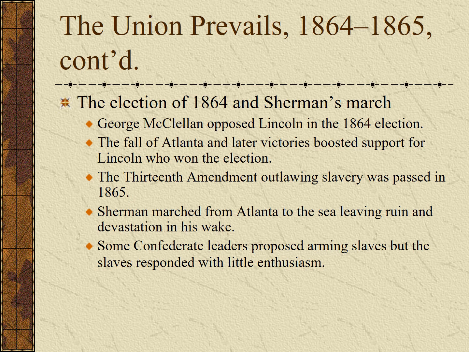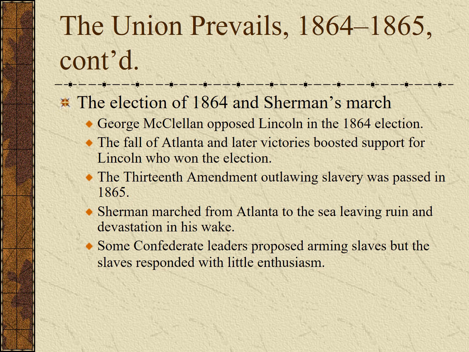Still, there is an election in 1864, a presidential election. Surprisingly, George McClellan is going to oppose Lincoln in the 1864 election. However, the fall of Atlanta and later victories boosted support for Lincoln, who won the election. Taking advantage of his popularity, he pushed through the 13th Amendment, officially outlawing slavery, passed in 1865. So that means for everybody, including the border states.